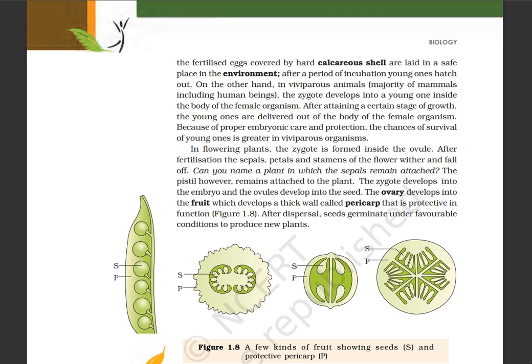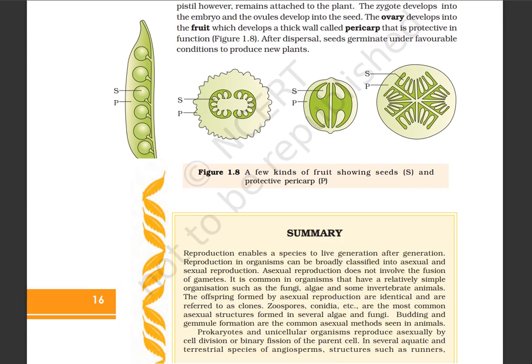The zygote develops into the embryo and the ovules develop into the seed. The ovary develops into the fruit, which develops a thick wall called pericarp that is protective in function, figure 1.8. After dispersal, seeds germinate under favorable conditions to produce new plants.